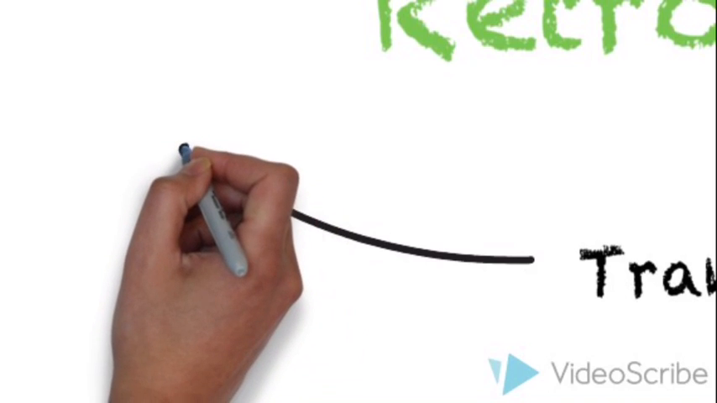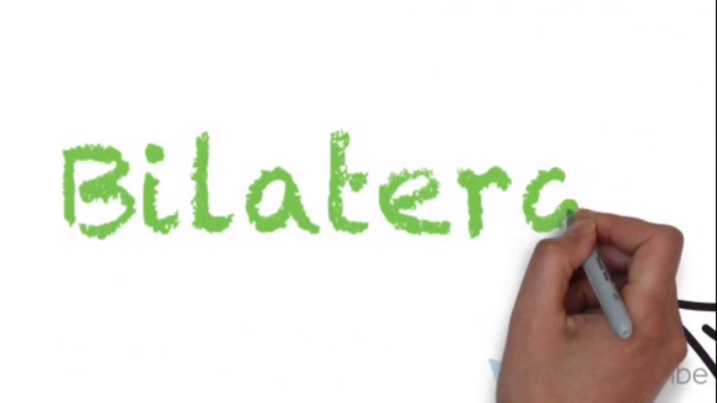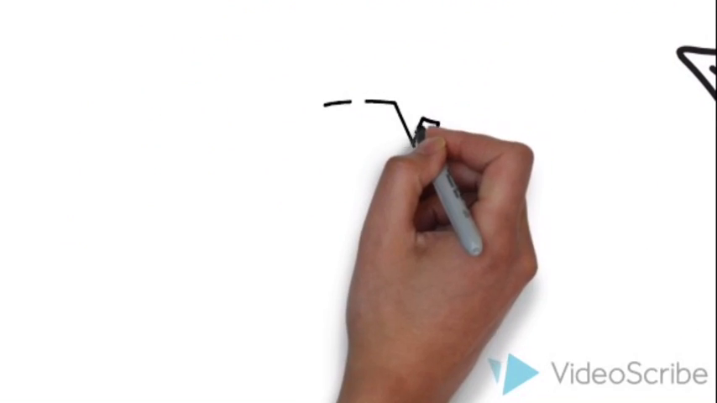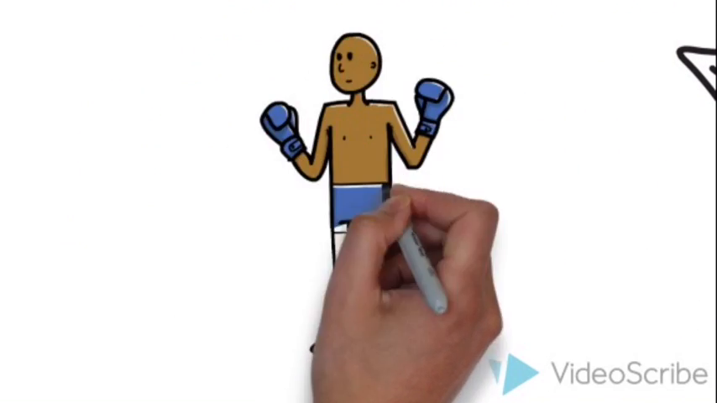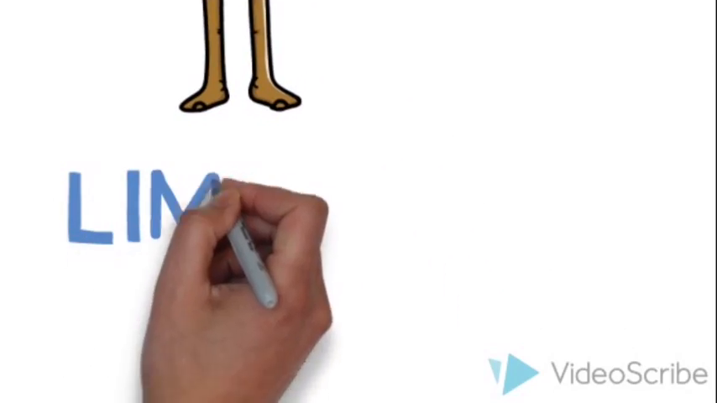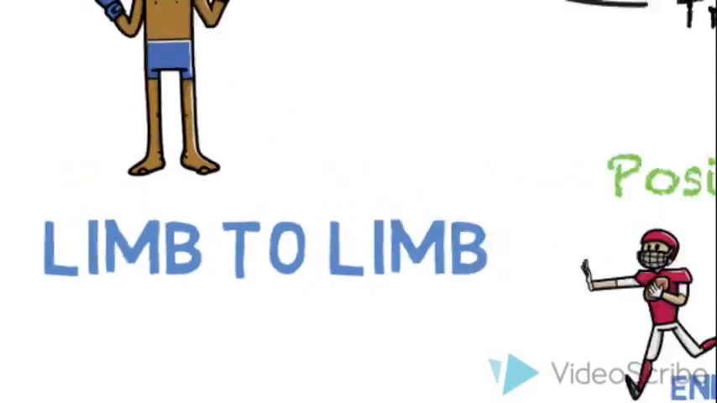Then we have bilateral transfer. This is where we move skills from one side of the body to the other side of the body, or from limb to limb. So, for example, in boxing, you may learn a left hook. You can transfer that skill and that movement to the right hand and make it a right hook.